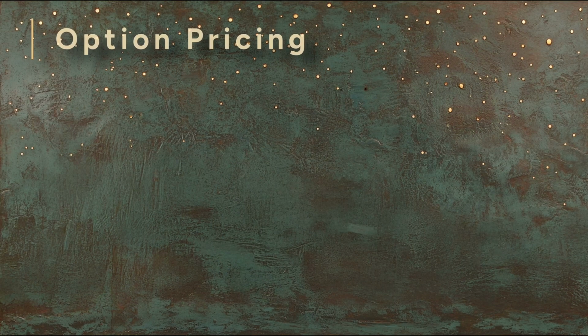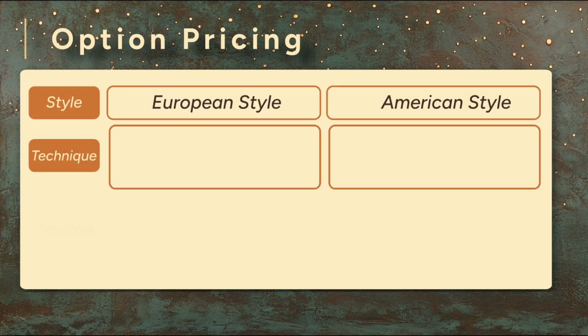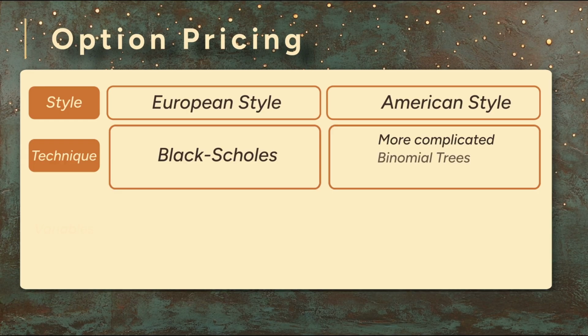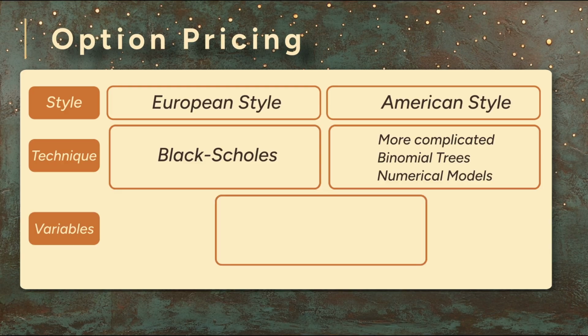There's an established methodology for determining the price of an option. For European-style options, you use the Black-Scholes equation. This takes in a few key inputs and tells you what the option should be worth. American-style options are a bit more complicated. There's no single formula. Instead, quants rely on more subtle techniques, like binomial trees or numerical models, to account for early exercise. But in both cases, the key variables are the same.